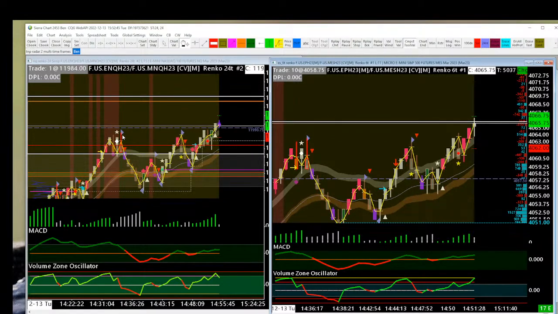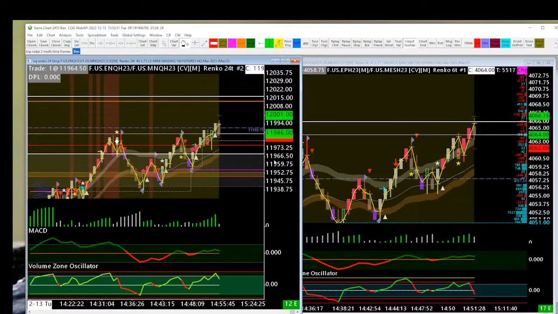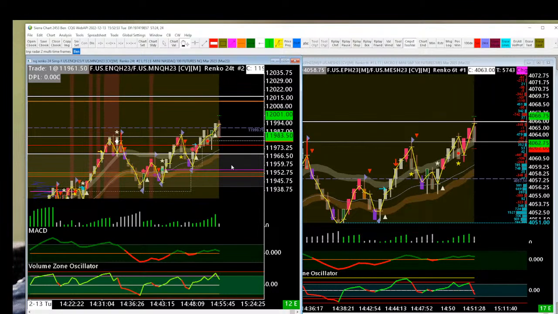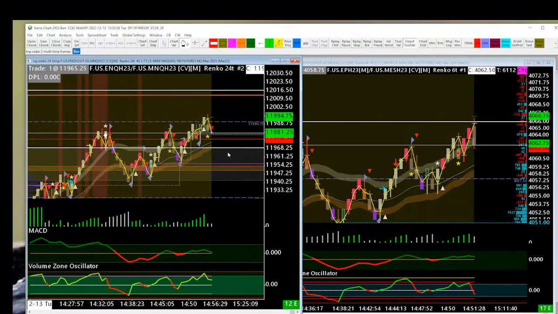Wow, so we've left behind all of these momentum shifts. Okay, so this white line here, what's that? 11,967. If we trade back below here and reject it, it's a short. And I'd almost want puts if they do that.